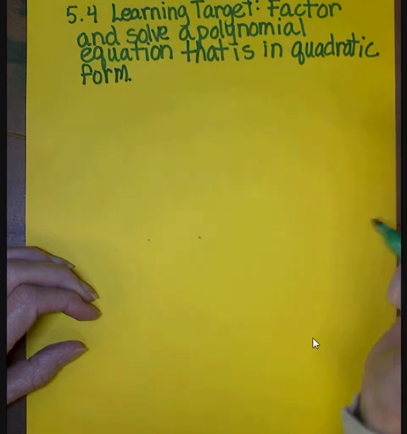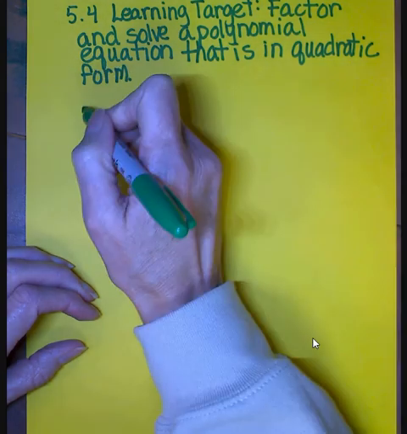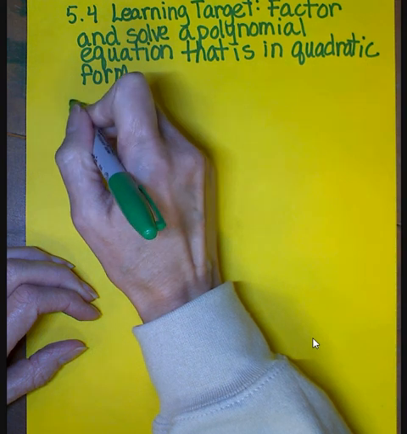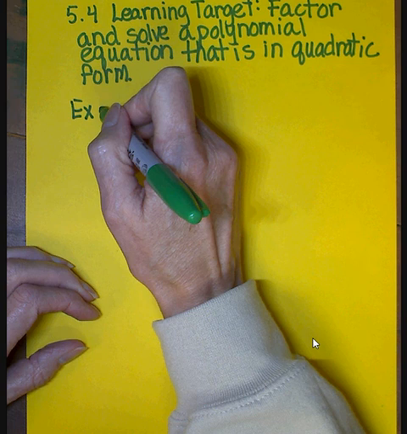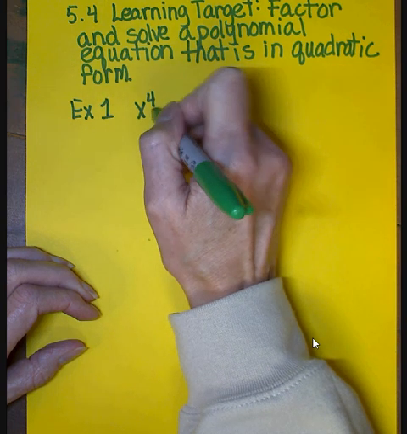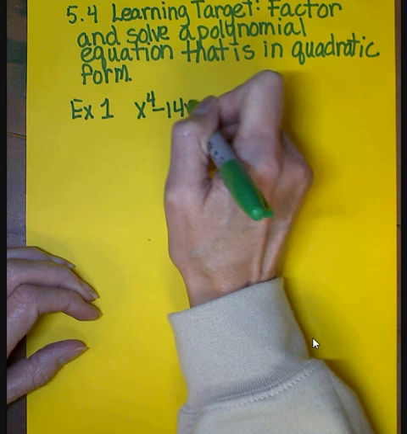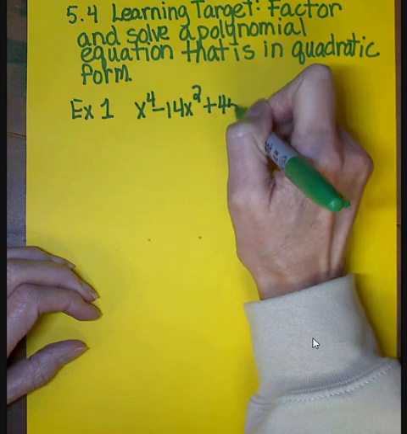Yesterday, or in the first example, we just factored it, but today we're going to go ahead and solve it as well. So quadratic form means that it's a trinomial that looks like one you factored in chapter 4. And we can use the same technique that we did in chapter 4.